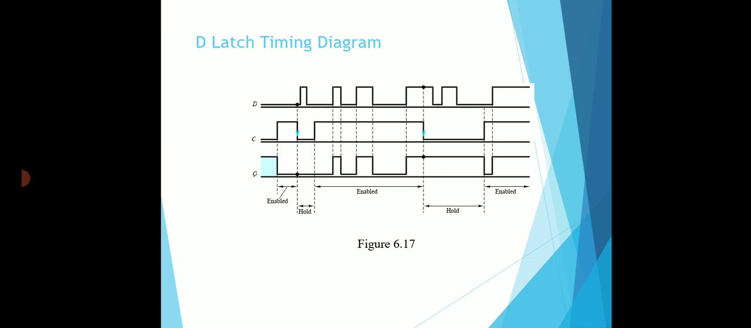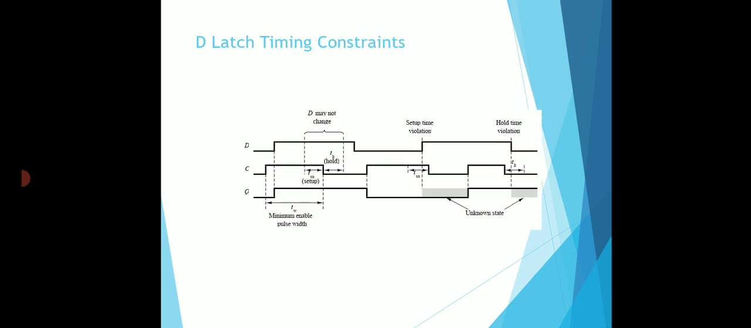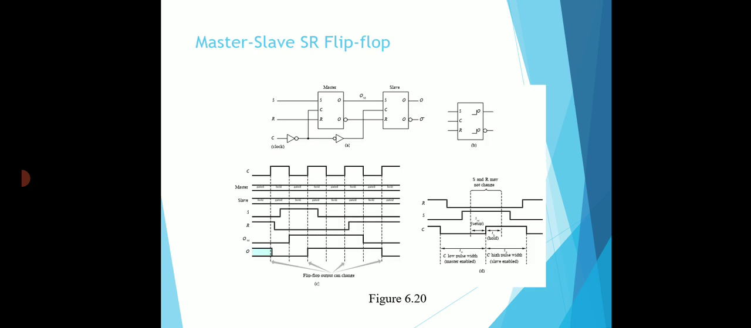And you can see the timing diagram. In this timing diagram, there is an enable stage and a hold stage. Whenever there is a change in the delays, it occurs in the enable stage, and if there is no change, it occurs in the hold stage. And you can see the same thing in the timing constraints. And the next one is master slave.